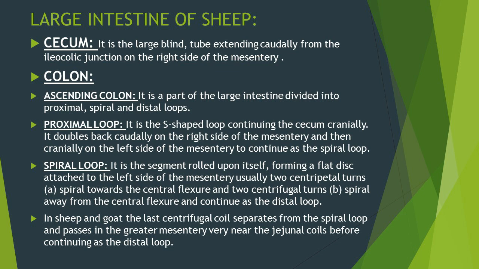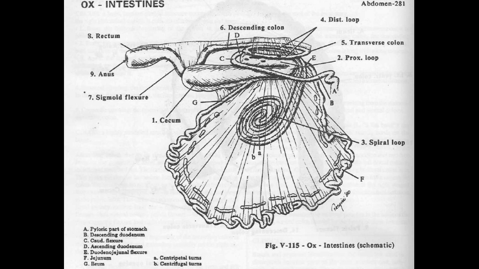The ascending colon of the sheep is further divided into proximal loop, spiral loop, and distal loop. The proximal loop of the ascending colon of sheep is actually an S-shaped loop, which continues the cecum cranially. Then it doubles back caudally on the right side of mesentery, and again it bends cranially on the left side of mesentery, and then it continues as the spiral loop.